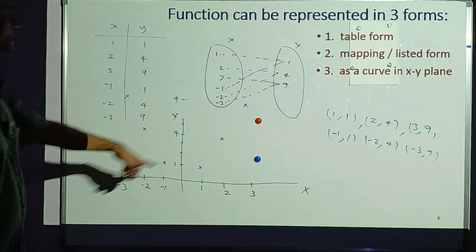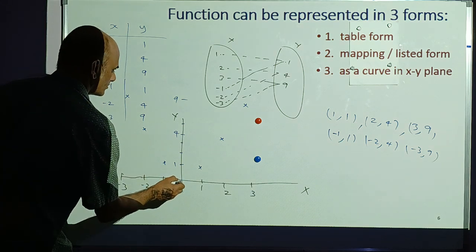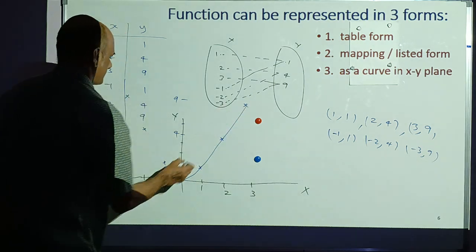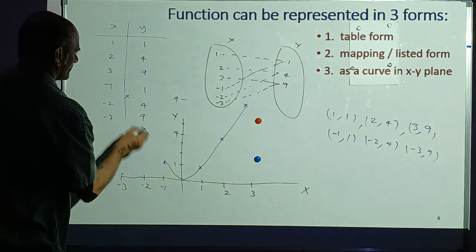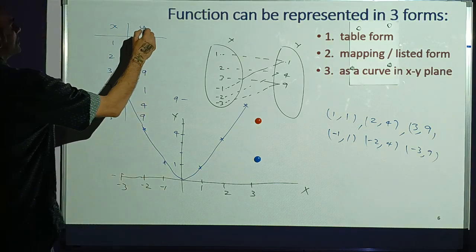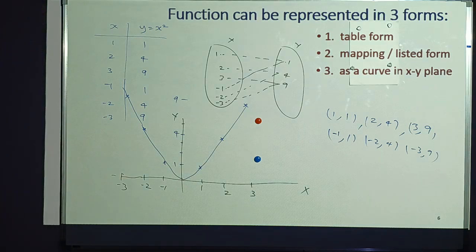So we can also represent this function by this sort of a thing, and I can join these points. Actually, this function is y equal to x square. This is the relation between y and x.